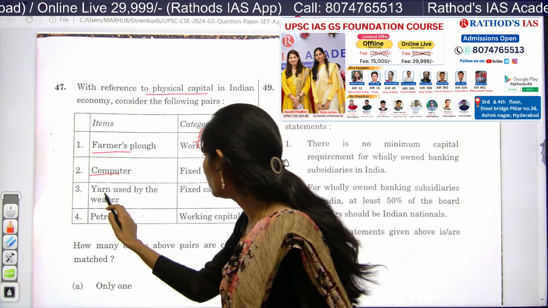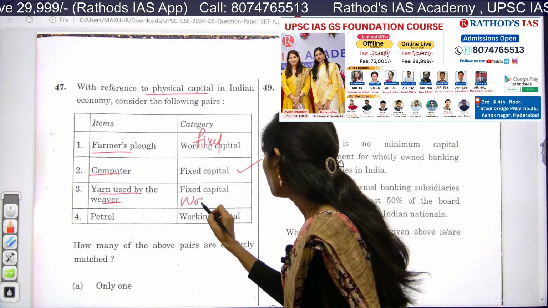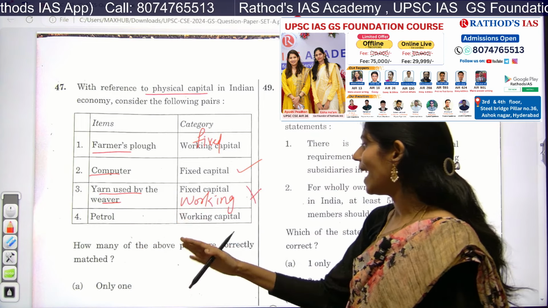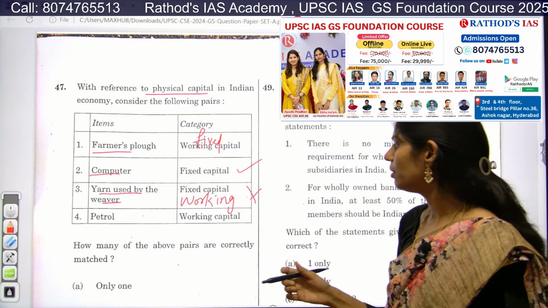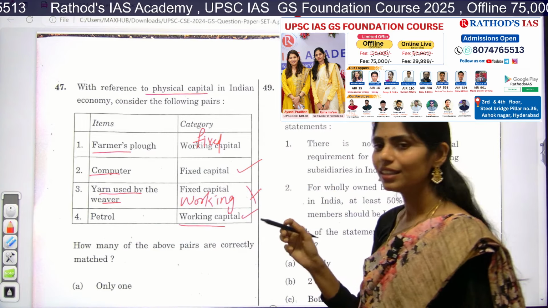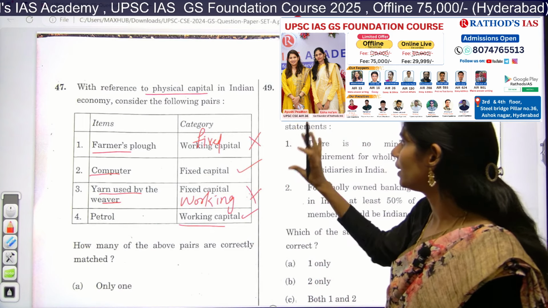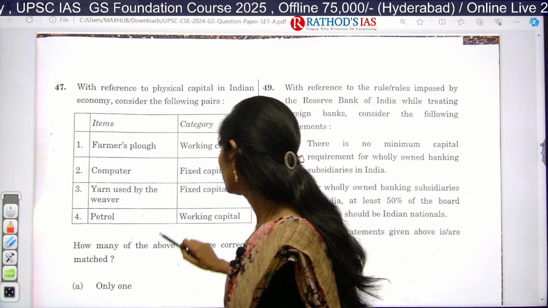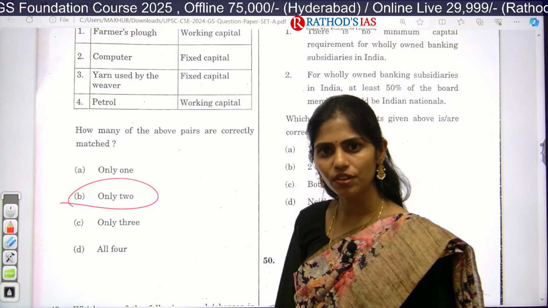And the next one is yarn used by the weaver. The yarn, being raw material, is called working capital, not fixed capital here. And the next one is petrol. Petrol, we can't exactly define as working capital or fixed capital. Normally we say it is working capital or circulating capital, so we can take this into consideration to some extent. So here two are exactly wrong, the farmer's plough and the yarn. So how many are correct? Only 2 are correct. So option B, 2 only, is the correct answer for this question.